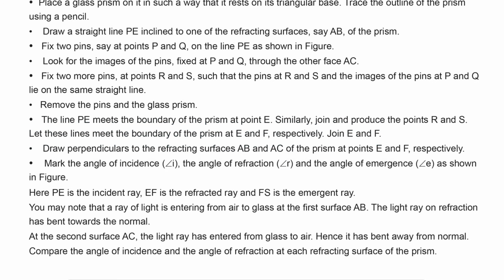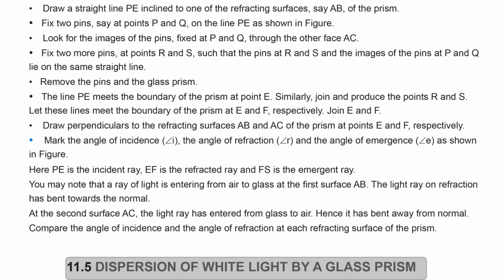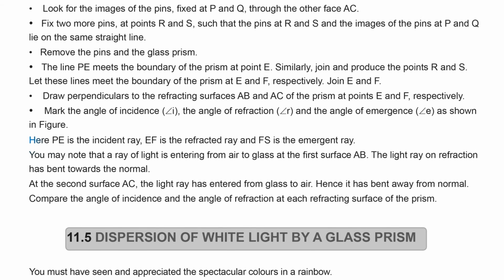Join E and F. Draw perpendiculars to the refracting surfaces AB and AC of the prism at points E and F, respectively. Mark the angle of incidence, angle I, the angle of refraction, angle R, and the angle of emergence, angle E, as shown in figure. Here, PE is the incident ray, EF is a refracted ray, and FS is the emergent ray.